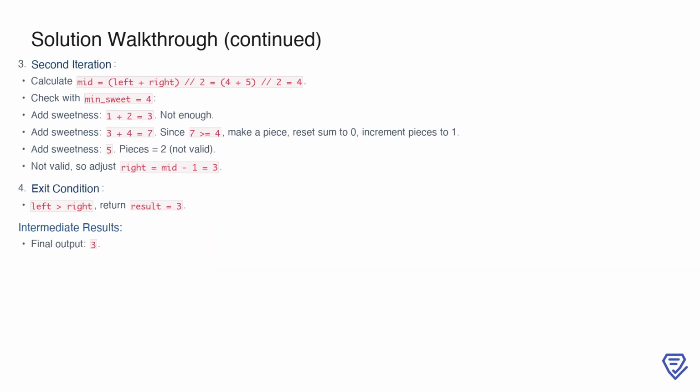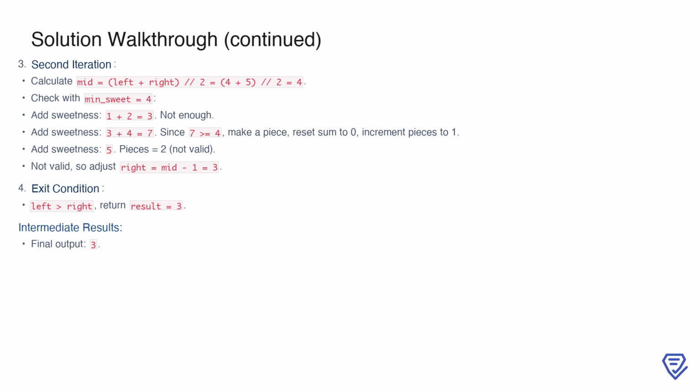In the second iteration, we calculate the new midpoint as 4 and check if we can divide the chocolate with a minimum sweetness of 4. Adding the first few elements, 1 and 2, gives a sum of 3, which is less than 4, so we keep going. Adding the next elements, 3 and 4, results in a sum of 7, which is greater than or equal to 4. This allows us to form one piece, reset the sum, and continue.